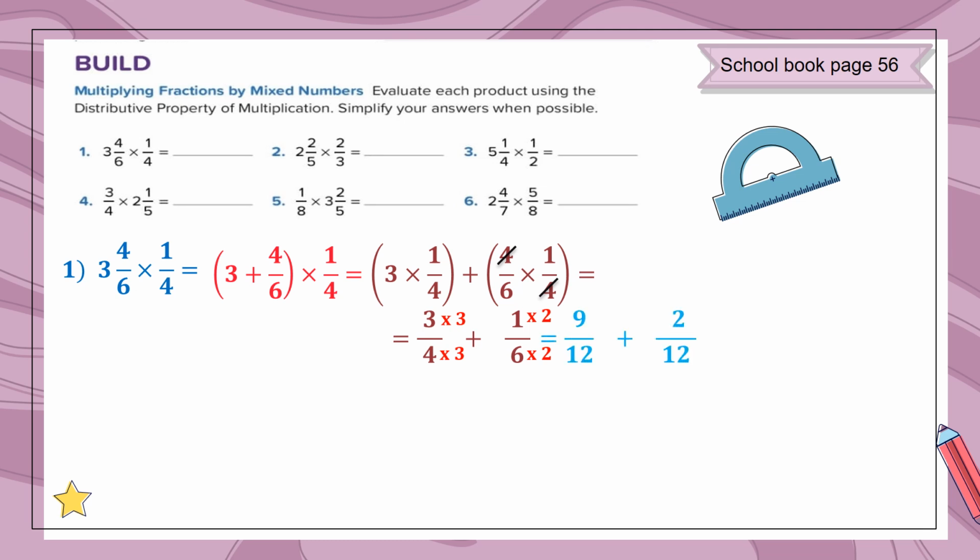Number 2, 2 and 2/5 times 2/3. It means 2 plus 2/5 times 2/3. And this equals 2 times 2/3 plus 2/5 times 2/3. The first fraction will be 4/3 or 4 over 3, and the second fraction will be 4 over 15.